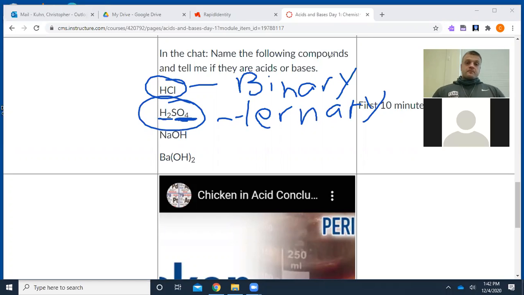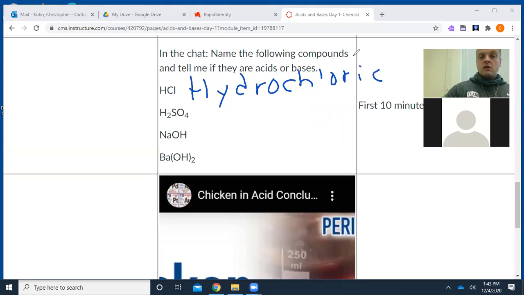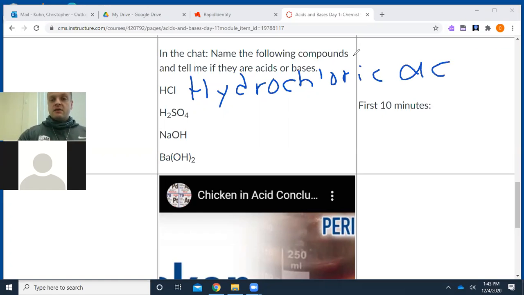So for binary acids, you have to basically put hydro, whatever the chemical is, and then ic, acid. For this one, a lot of people put hydrogen chloride. You even see that written in some texts. That's not what that is. So this is hydrochloric acid.